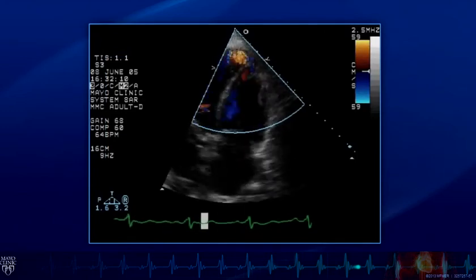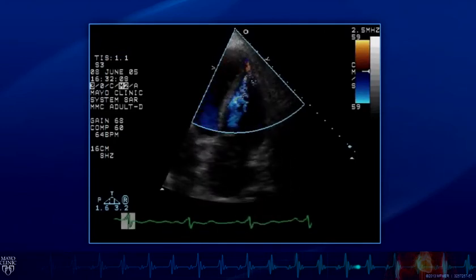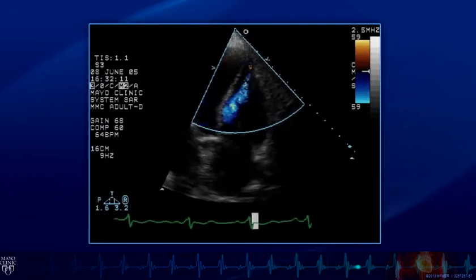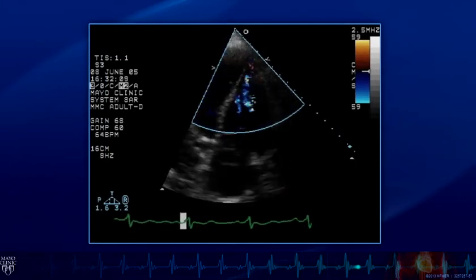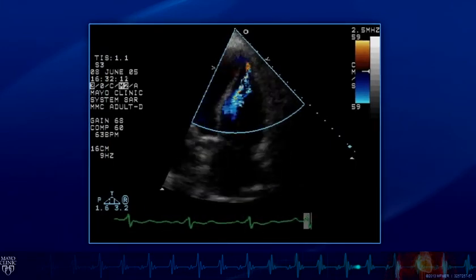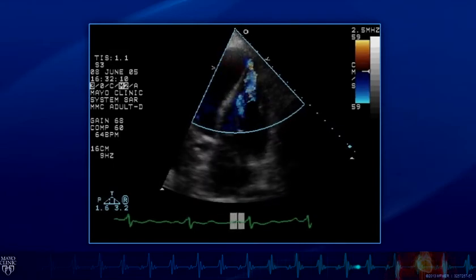Zooming up at the apex and turning on color flow demonstrates that there is a shunt between the left ventricle and right ventricle in this patient, right at the junction between the infarcted and normal myocardium.